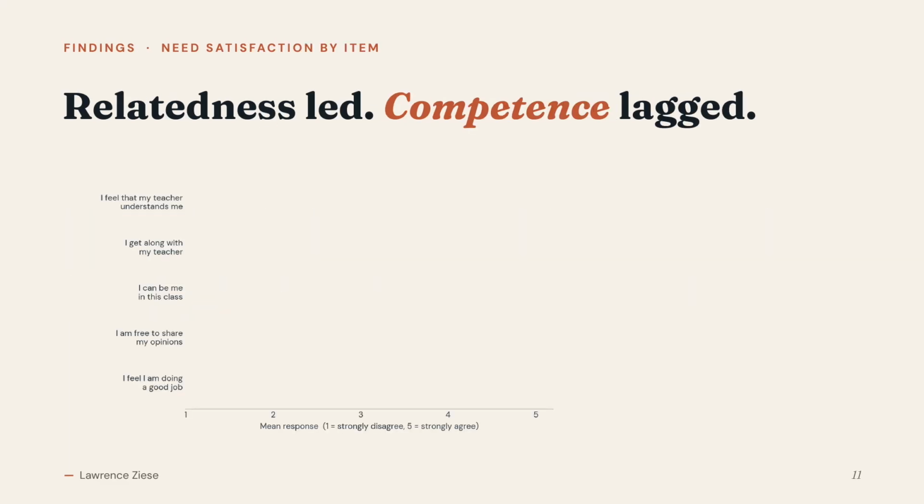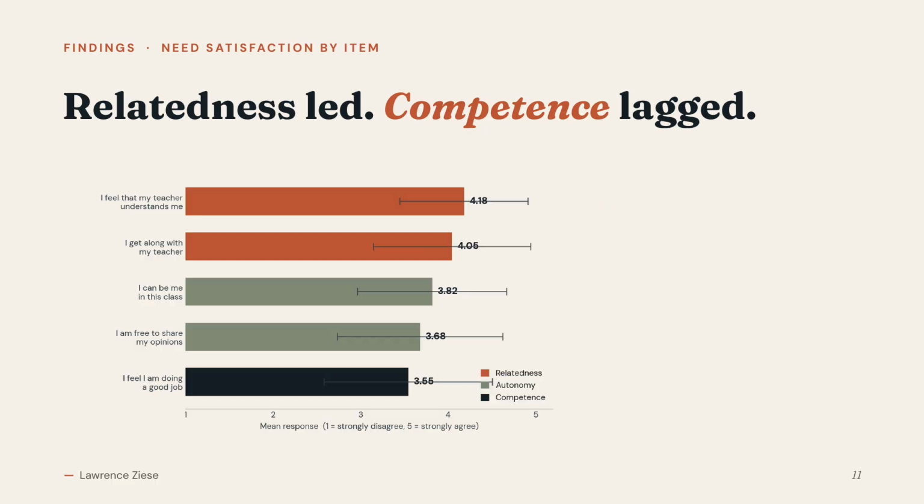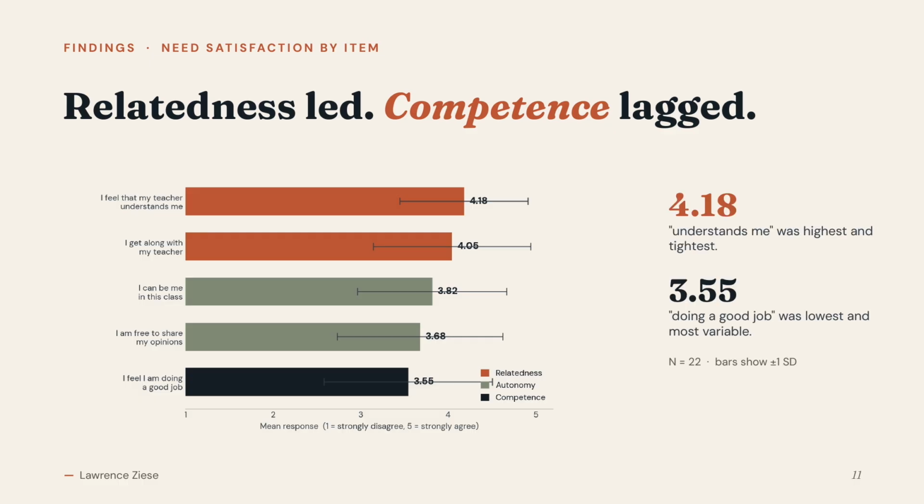Now the findings. The item means sorted clearly by need. Relatedness led. The item "My teacher understands me" scored highest at 4.18, with the tightest spread of all 5. The "I get along with my teacher" item followed closely behind. Relatedness was landing, and landing consistently.